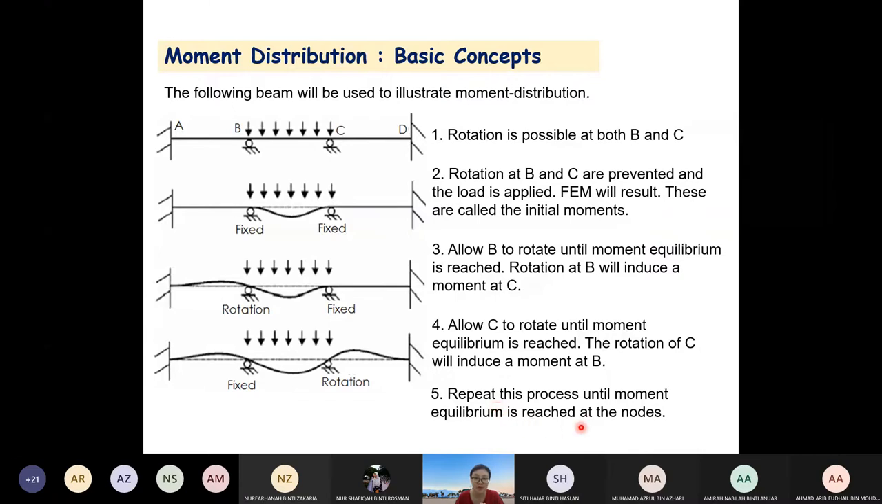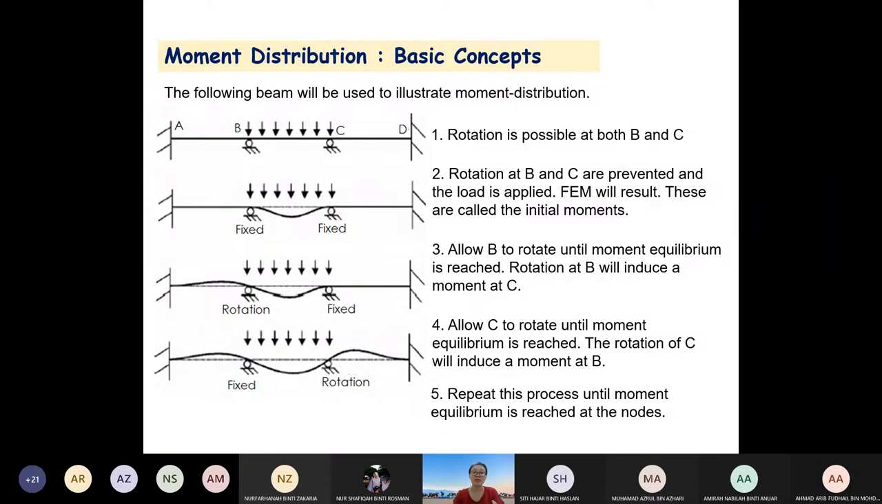Of course I will tell you when you are supposed to stop the process. So this is the background of this concept. It means that overall, at the internal supports, we fix the supports, creating the fixed end moments.